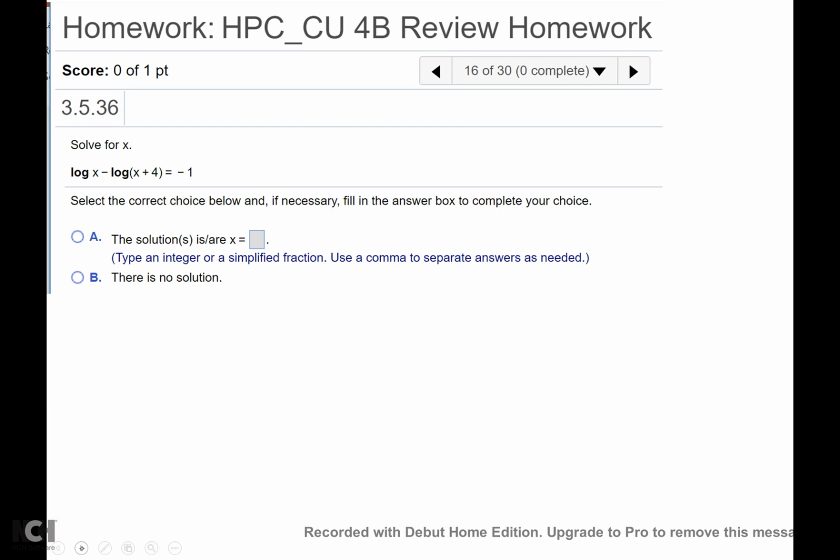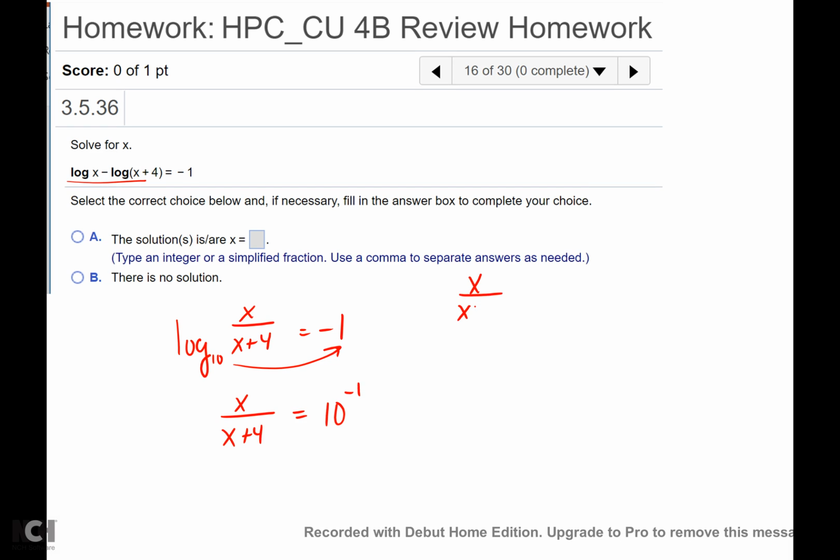Alright, this one says solve for x. You can't have two logs on the same side. You either need to have only one log with the same base on each side, or you need to combine them into one. So I'm going to combine these into one. To undo subtraction, that's going to be divide the first by the second. Alright, and then I can solve. So I'm going to roll my log, which moves the base over. So I have x over x plus 4 equals 10 to the negative first. 10 to the negative first is the same as 1 over 10.